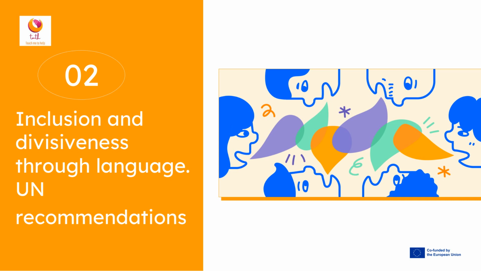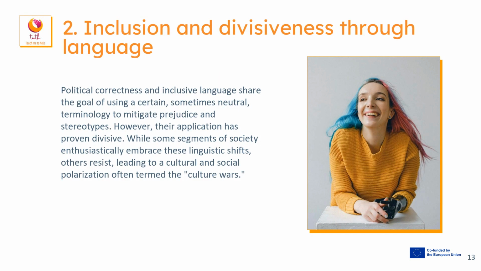2. Inclusion and divisiveness through language. UN recommendations. Inclusion and divisiveness through language. Political correctness and inclusive language share the goal of using a certain, sometimes neutral, terminology to mitigate prejudice and stereotypes. However, their application has proven divisive. While some segments of society enthusiastically embrace these linguistic shifts, others resist, leading to a cultural and social polarization, often termed the culture wars.